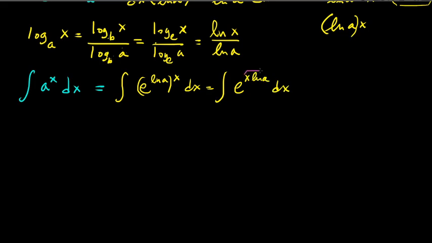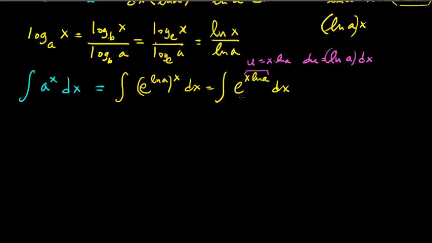u is going to be the exponent here. u is equal to x times log a. And the derivative of u is just going to be log of a times, sorry, that's an a. Let me try that again, a little bit sloppy. Log of a times dx.